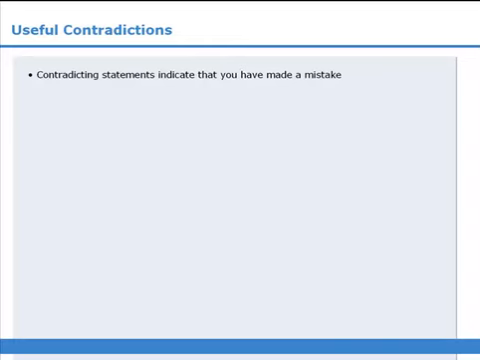To summarize, if you are tackling a data sufficiency question and the two statements appear to contradict each other, then that means you must have made a mistake somewhere and you will have to go back and recheck your calculations.